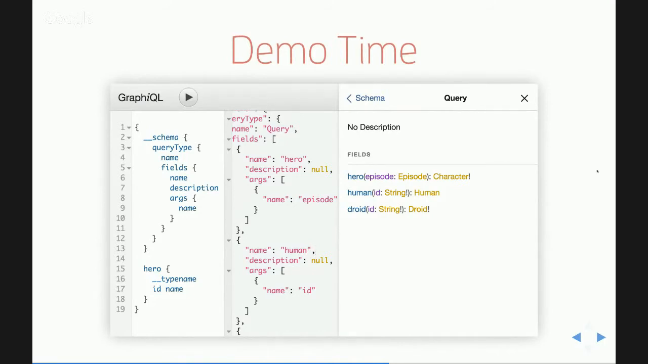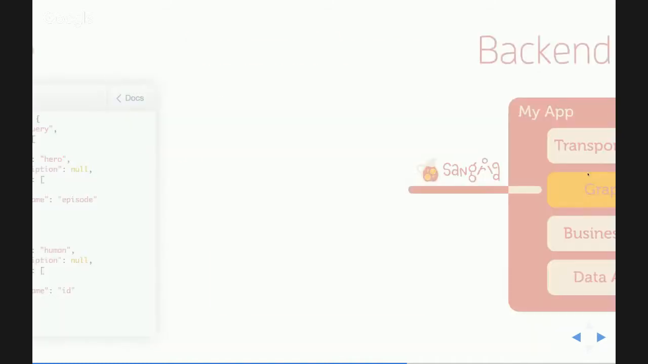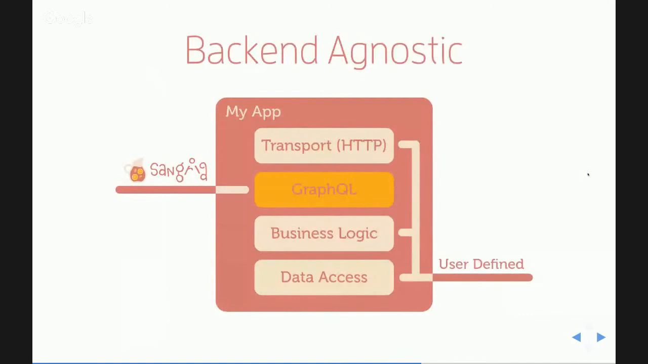Okay, now you may wonder how you can make those kinds of tools work with your API, or how you can make your existing application expose a GraphQL endpoint. Or do you need any particular database, or a particular HTTP library or something like this? It turns out that GraphQL is completely backend agnostic.